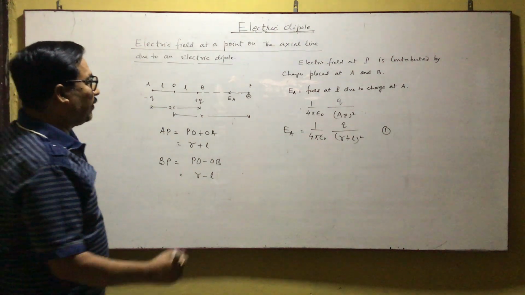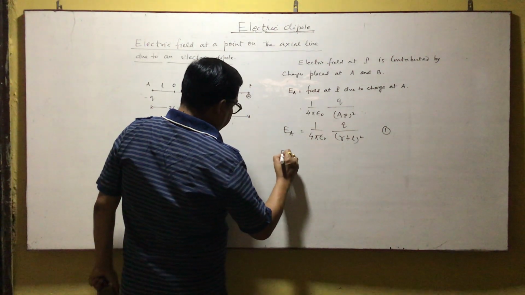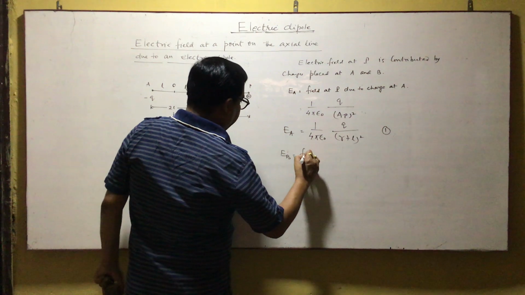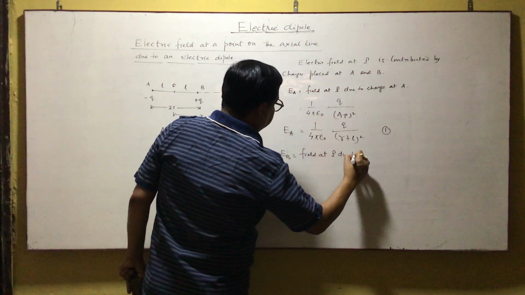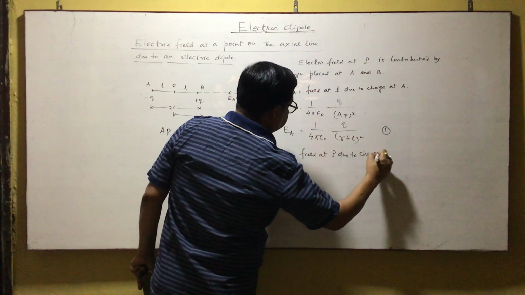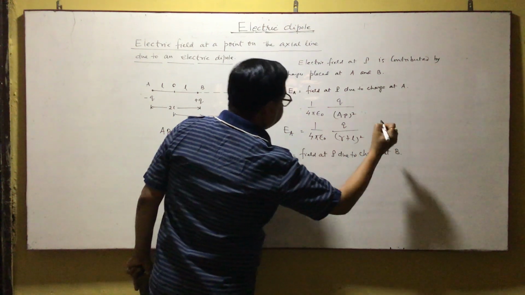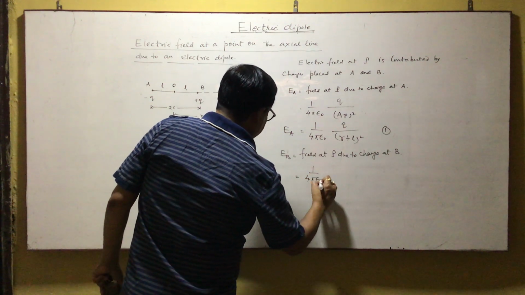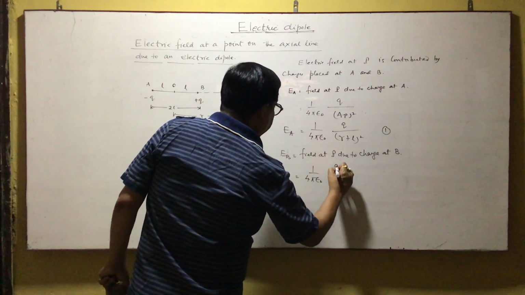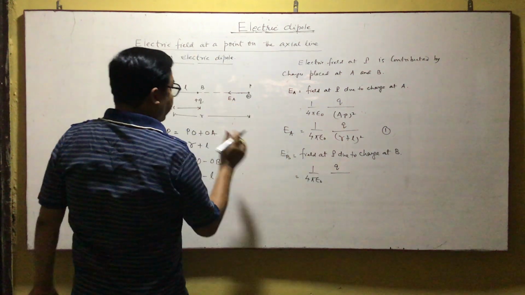And similarly we can find out EB. So EB is the field at P due to charge at B. And again we can write it in the similar manner, 1 by 4 pi epsilon naught Q upon BP square.